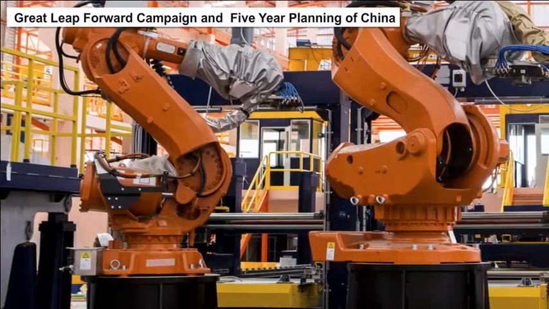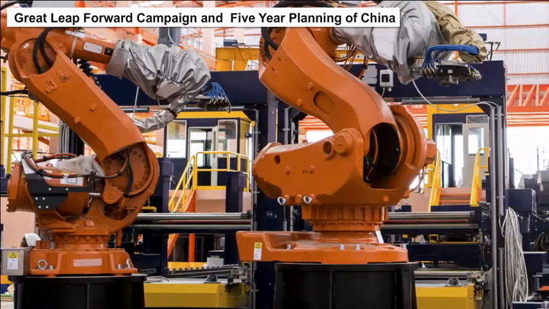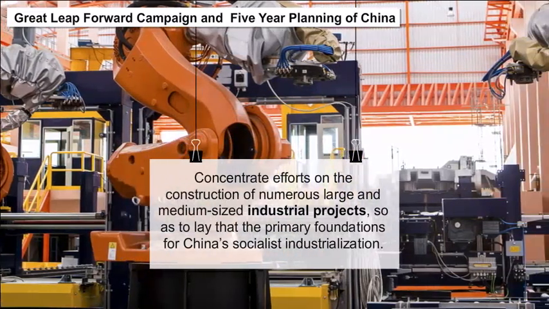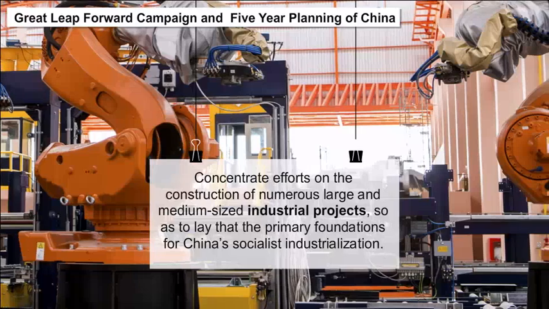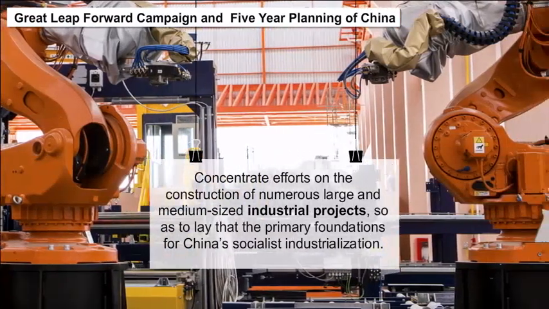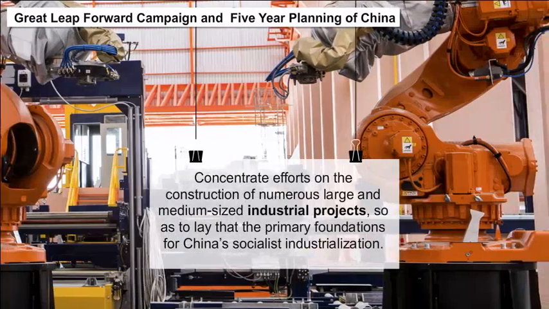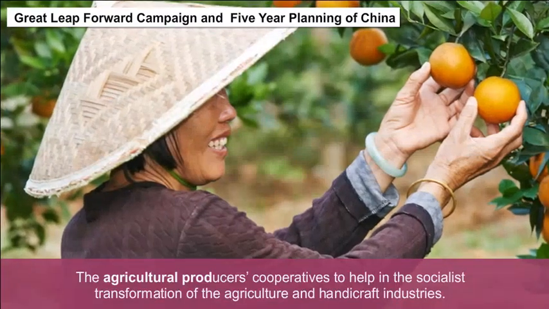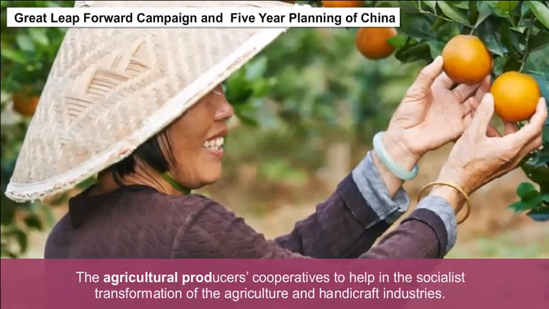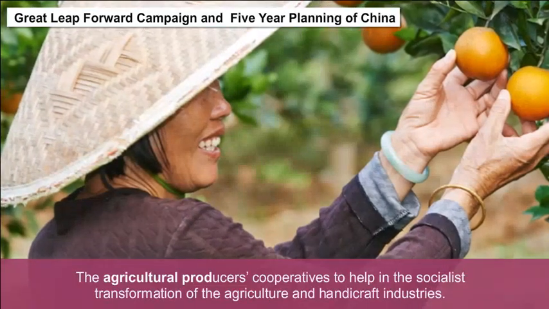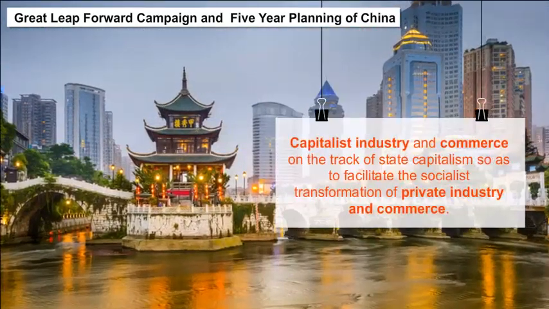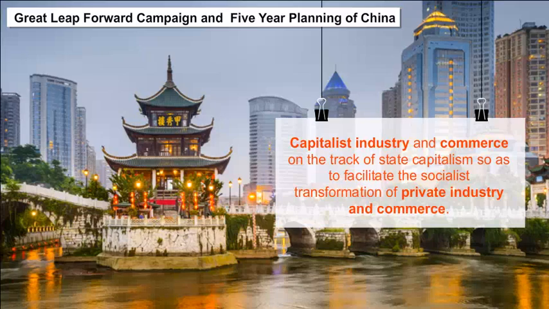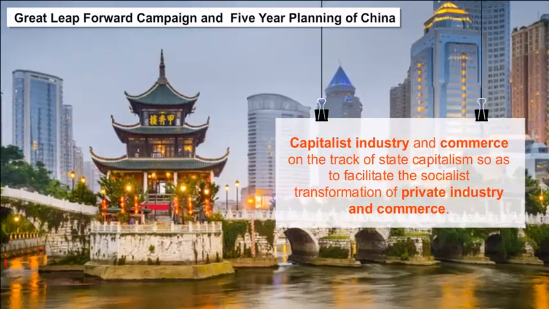The key tasks highlighted during 5-year planning were to concentrate efforts on the construction of numerous large and medium-sized industrial projects, so as to lay the primary foundations of China's socialist industrialization. It aimed to develop the agricultural producers' cooperatives to help in the socialist transformation of agriculture and the handicraft industries, to put capitalist industry and commerce on the track of state capitalism so as to facilitate the socialist transformation of private industry and commerce.